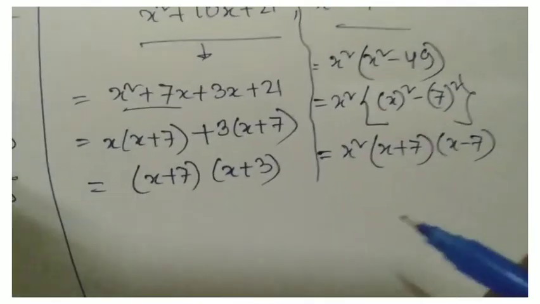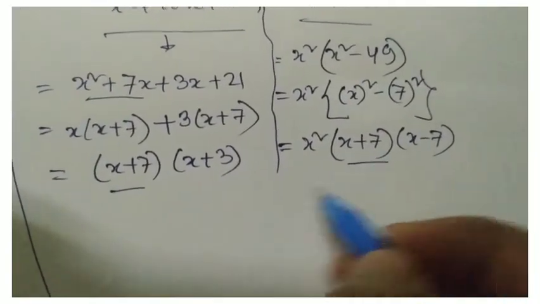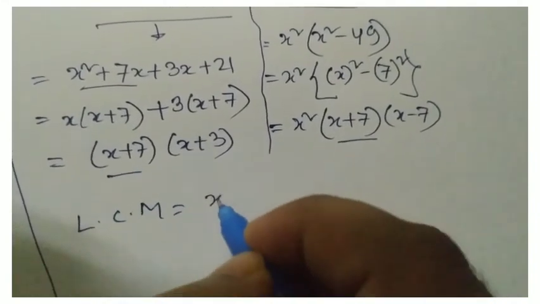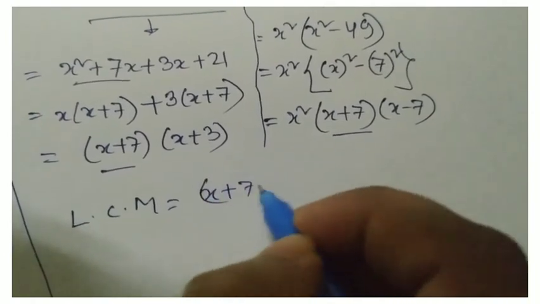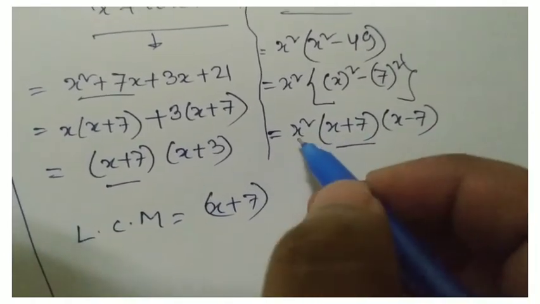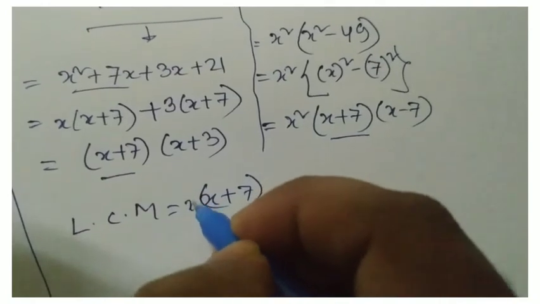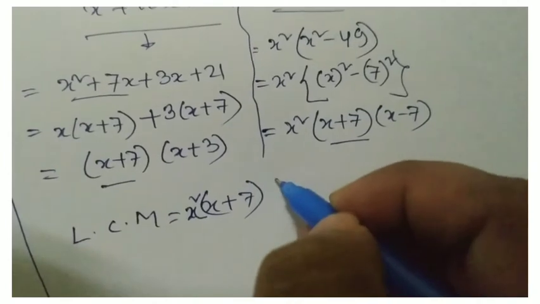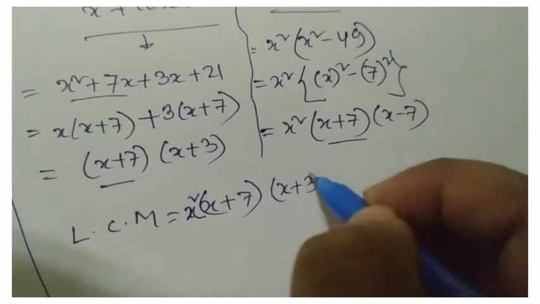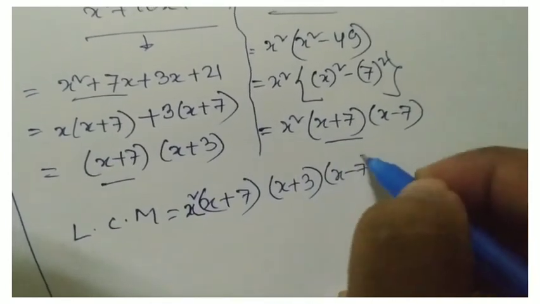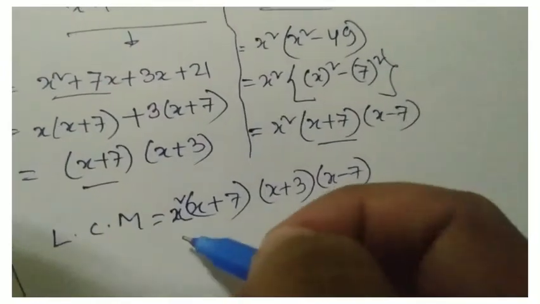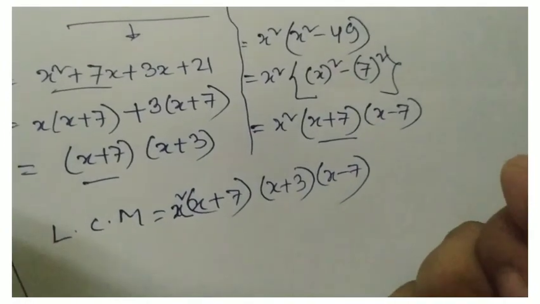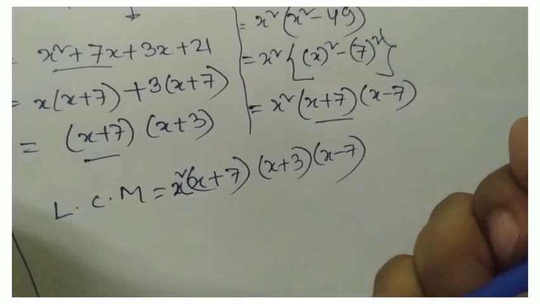So what are the common terms over here? x plus 7 and x plus 7. So for LCM we will first write down the common term x plus 7. Now we start with the uncommon part, x square. So we just write x square over here, then x plus 3, then x minus 7. Okay, so LCM is all about writing the common and uncommon expressions. Okay, so this is my LCM.